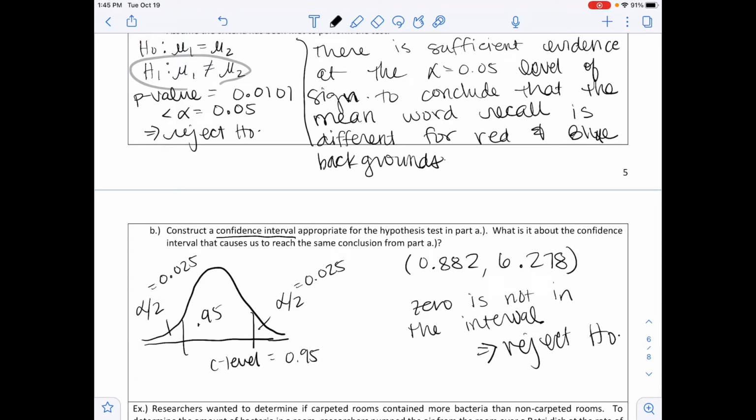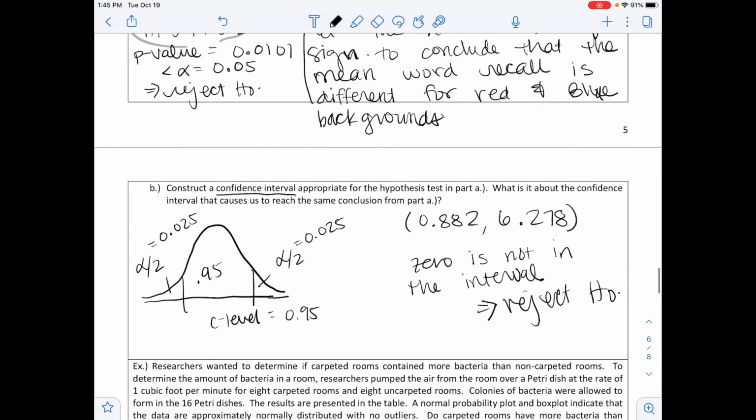And so it also asked, what is it about the confidence interval that causes us to reach the same conclusion? We are looking for 0. And the reason why we're looking for 0 is because our null hypothesis was that there was no difference between them, that mu1 is equal to mu2. So that means that difference, if you were to subtract them, would be 0. And since 0 is not in that interval, that's why we are rejecting H naught.